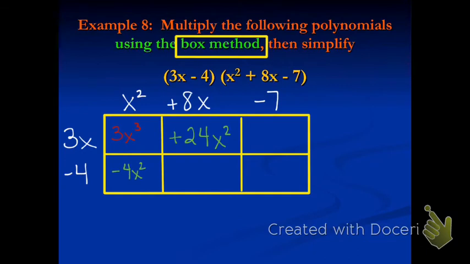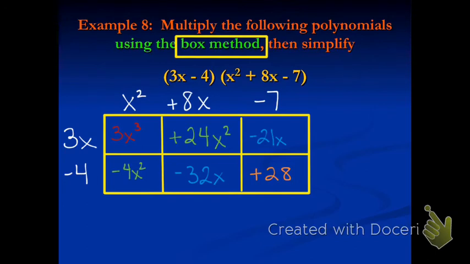In the bottom middle box, we multiply a negative 4 times a positive 8x, which gives us minus 32x. In the top right box, we multiply 3x times negative 7, and you get negative 21x. And in the bottom right-hand box, you multiply a negative 4 times a negative 7 and get positive 28. So we have done all of our multiplication in this box, and it's a lot neater than the distributive property, in my opinion. Your choice, though.